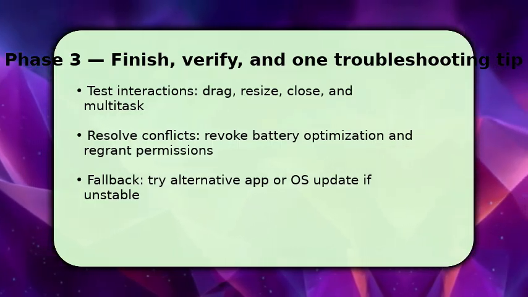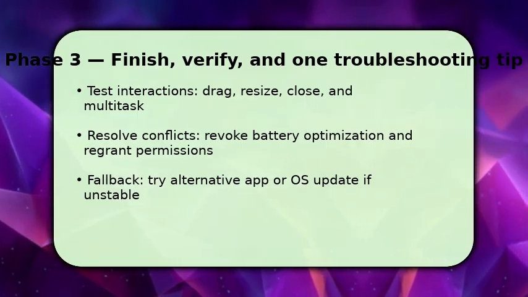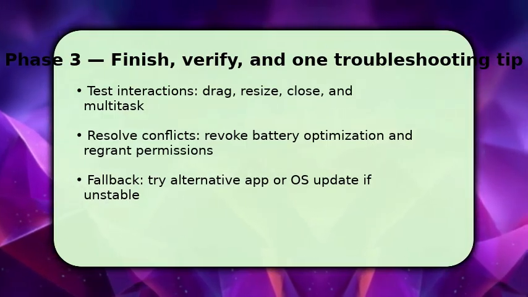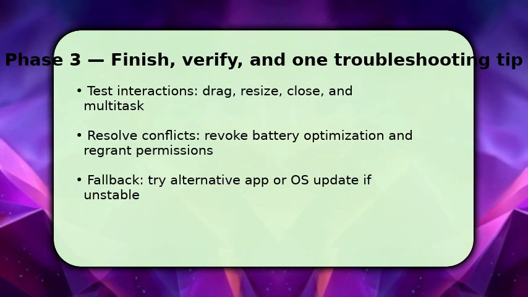If problems persist, uninstall updates or try an alternative floating app, and make sure the OS is current because fixes often arrive in system patches. One quick tip: reboot after permission changes to ensure the overlay service restarts cleanly.